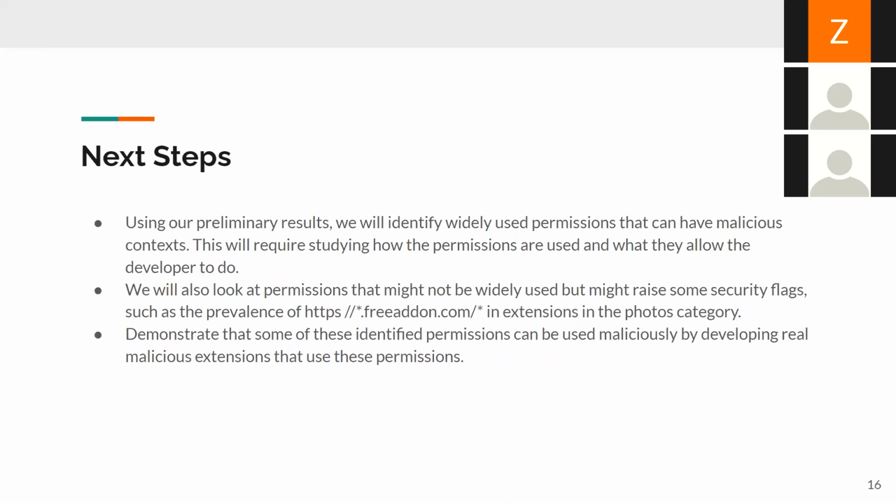For the next few steps in this project, we will use our preliminary results and identify widely used permissions that can have malicious context. This will require us to study how these permissions are used and what they allow the developer to do exactly. We will also look at permissions that might not be the most widely used, but might raise some security flags, such as the prevalence of the freeaddon.com permission in extensions in the photography category.